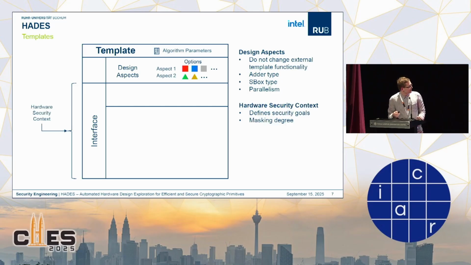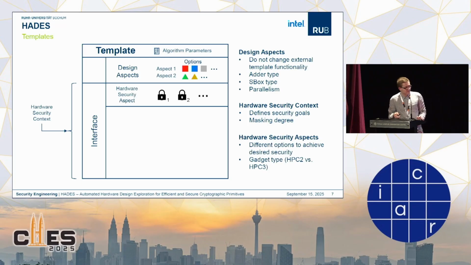Then what the template also has is the hardware security context, and this basically defines the security goals that we want to achieve. So do we want to achieve side channel security? Do we want to achieve fault security? And in our case, the hardware security context is usually the masking degree. And then quite similar to the design aspects, we also have the hardware security aspects, which are basically how do we achieve the desired hardware security. And in the context of masking, this could be the gadget type. So for example, the HPC2 gadget or the HPC3 gadget.